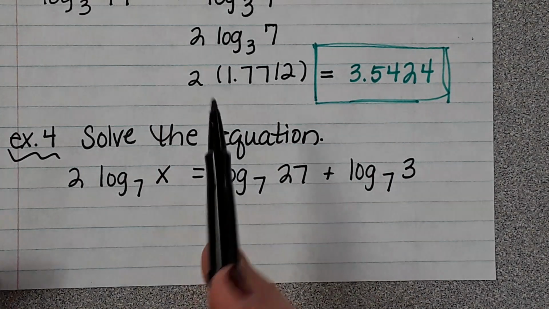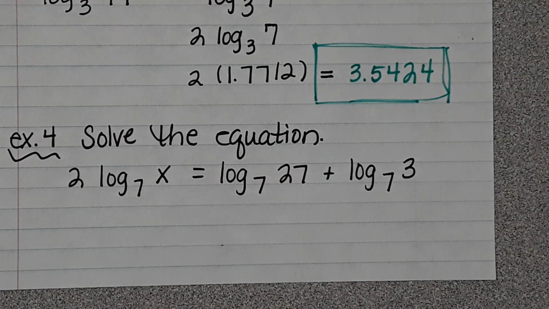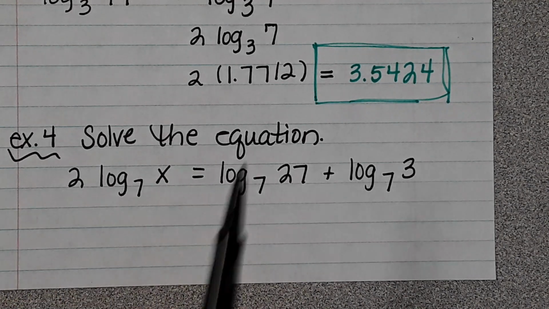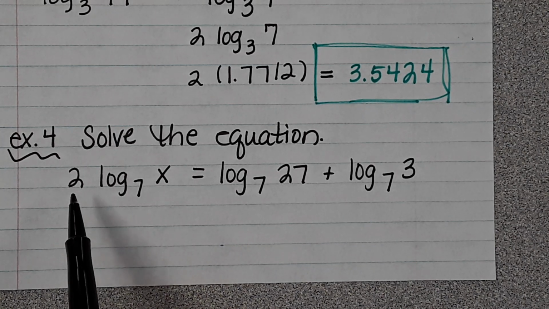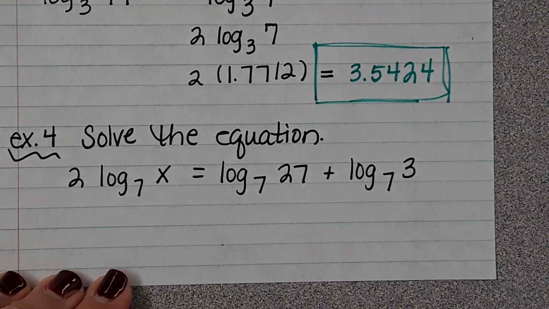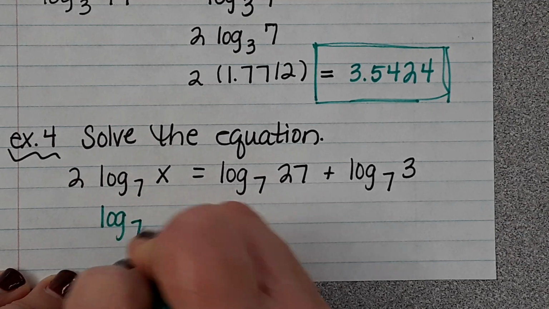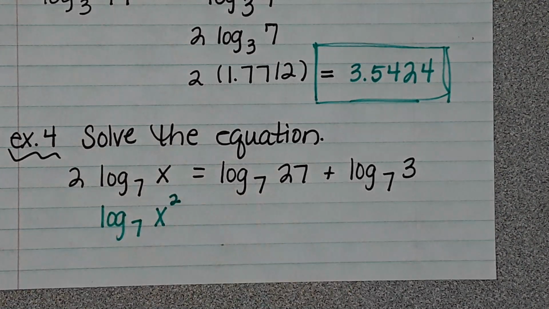In the last section, we learned that if we had the same log with the same base on each side, we could solve it. But the problem is that you can't have addition signs unless they're in parentheses. So we need to get down to where there's only one log on each side. Let's start with this side. You can't have any numbers in front of log. Well, what is that number? It's an exponent, right? So we're going to rewrite this as log base 7 of x squared. Now that log base 7 is by itself, and we have x squared.